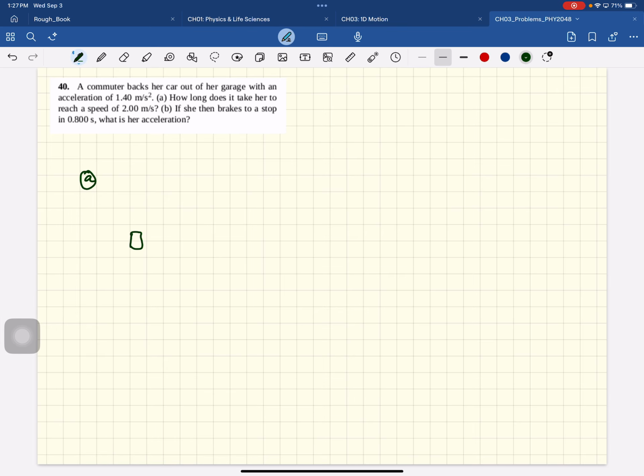So here's the commuter. All right, so she starts off from rest and she accelerates in this direction, and there's a final velocity. Okay, so the acceleration is constant, and so we can use our kinematic equations. V equals V naught plus AT.